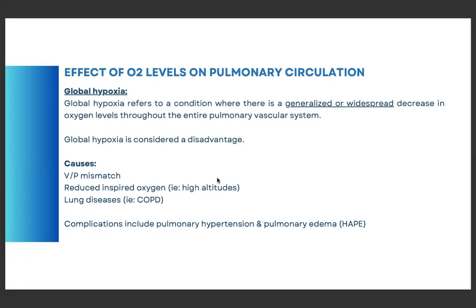And then lastly, we have certain lung diseases. Conditions such as chronic obstructive pulmonary disease or pulmonary fibrosis can impair the normal exchange of oxygen and contribute to global hypoxia. Now, complications due to this excessive widespread vasoconstriction include pulmonary hypertension and pulmonary edema, with high altitude pulmonary edema being a specific complication of reduced oxygen inspiration in high altitudes.